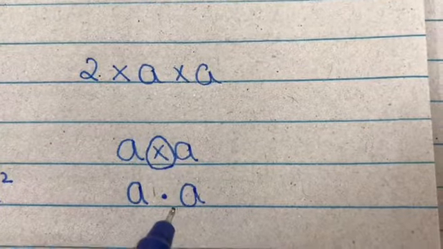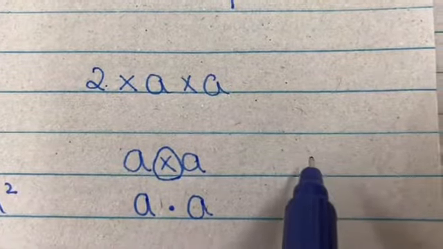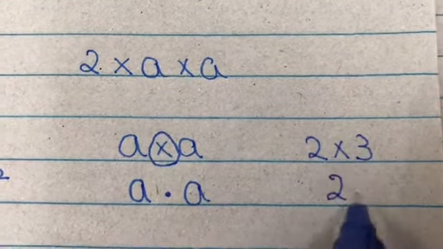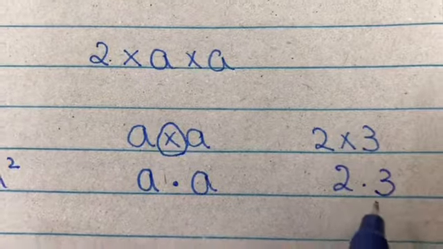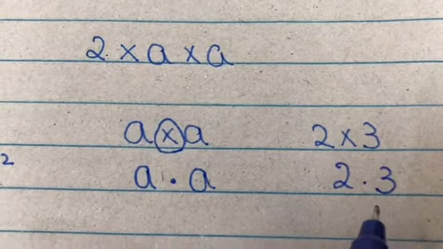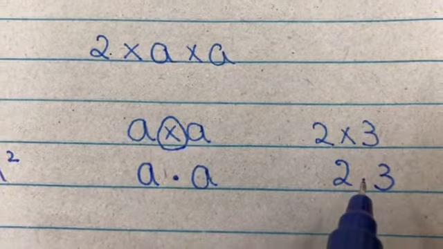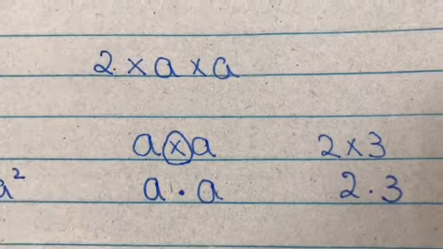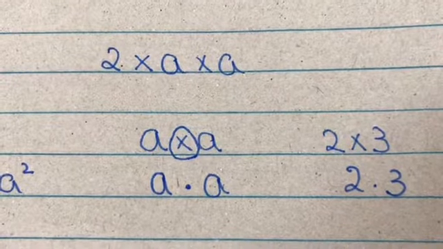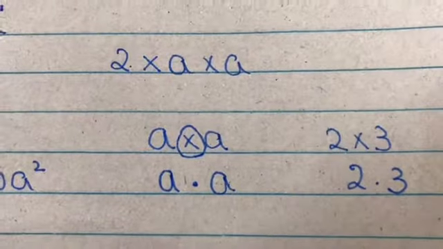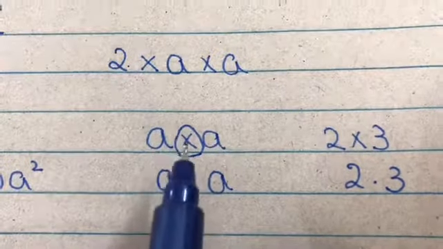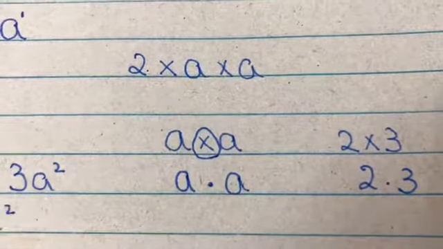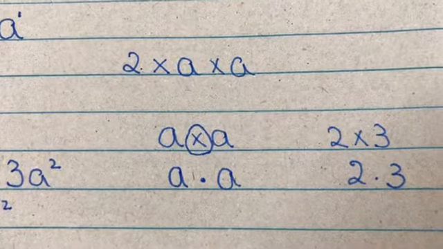Do not try to write down 2 times 3 as 2.3, because then it becomes a decimal. So we are not going to represent the multiplication sign as a dot between the numbers. Only between the letters, because otherwise it can be mistaken as an X. So I'll show you another sum like this.